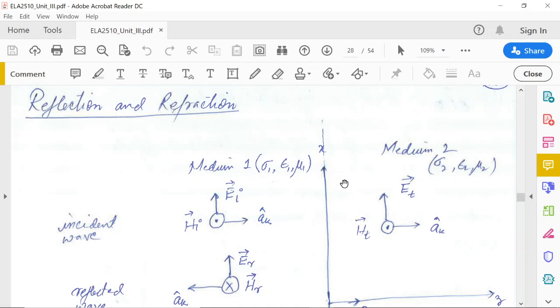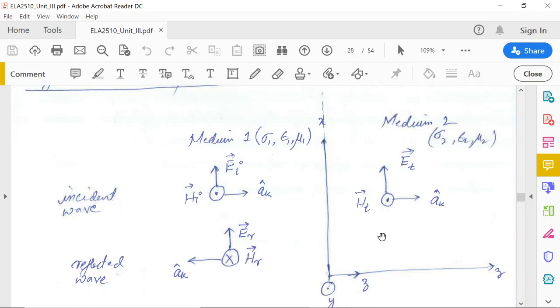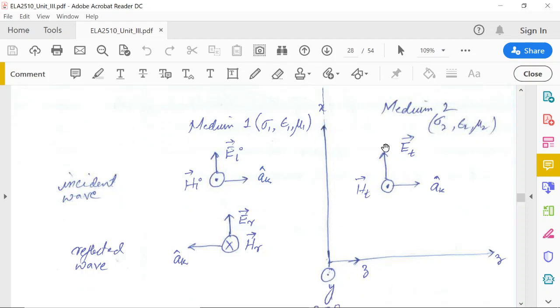So let us start with this. We have medium 1 with these parameters: conductivity sigma 1, permittivity epsilon 1, and permeability mu 1. Similarly, we have medium 2 with parameters sigma 2, epsilon 2, and mu 2. This interface is at the z equals 0 plane, so the interface is the xy plane. We consider the z axis to be horizontal, moving in this direction, and the x axis upward. Then the y axis will be perpendicular to this page, coming outward.